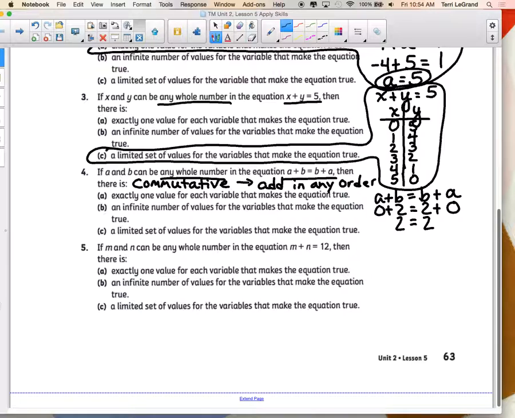So how many different sets of numbers do you think we could choose for A and B? 1, limited, unlimited, infinite, right? So we would say there's an infinite number of values for the variables that make this one true because we know this is commutative property. This general pattern says just keep picking numbers till you can't stand it anymore. They're all going to work.